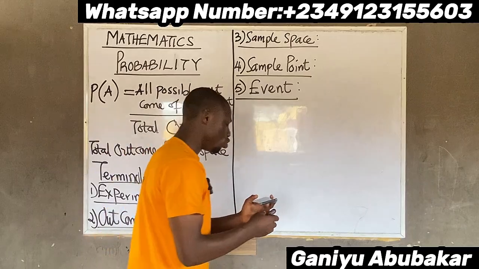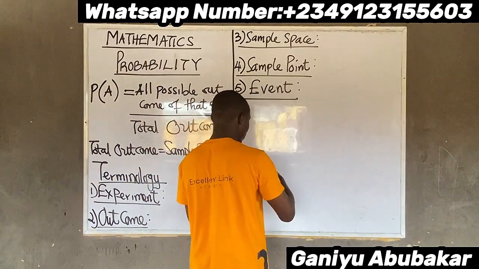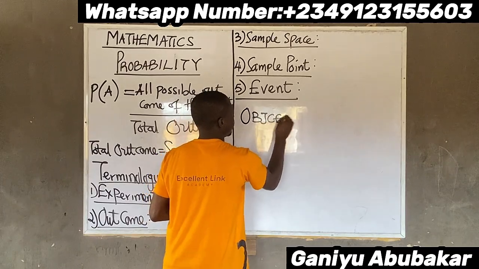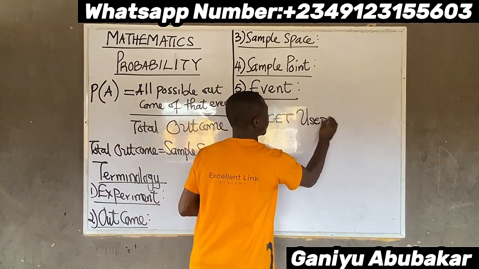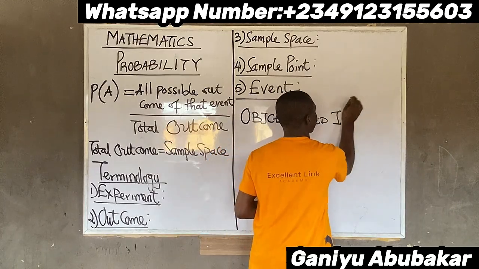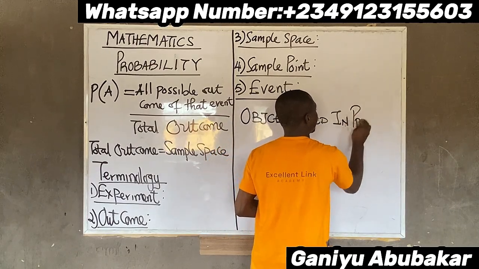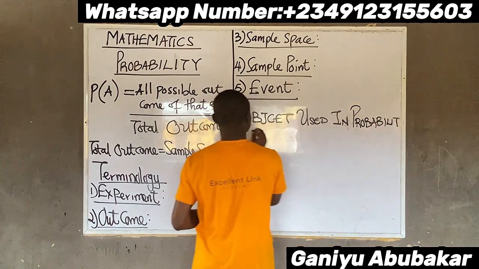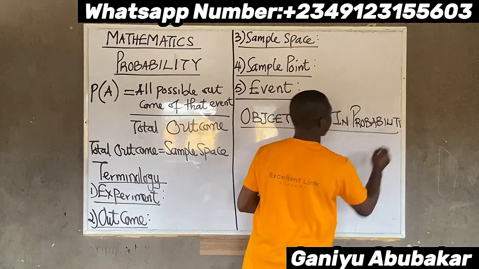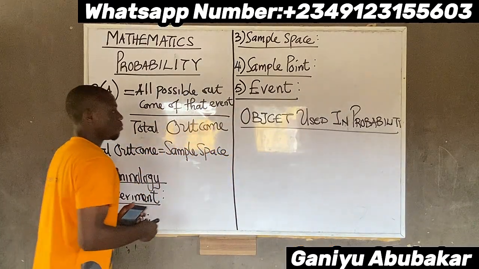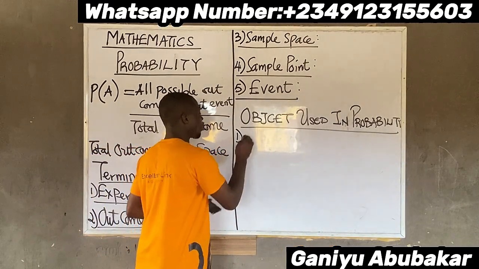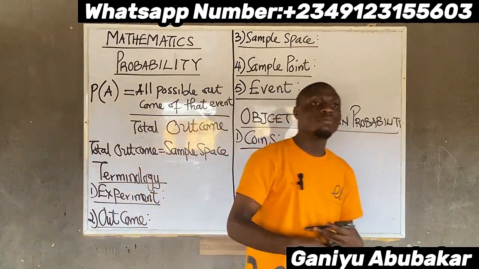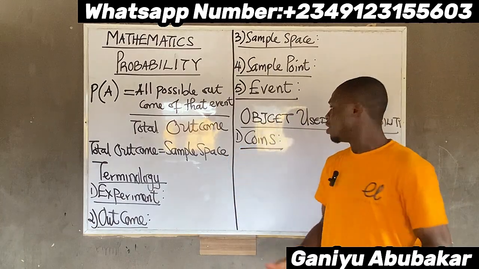So let's look at objects used in probability, please. Let's start with the first one: coins. I won't take everything, but at least I'll show you the most popular objects used, and I'll explain them to you. Let's have coins, please.